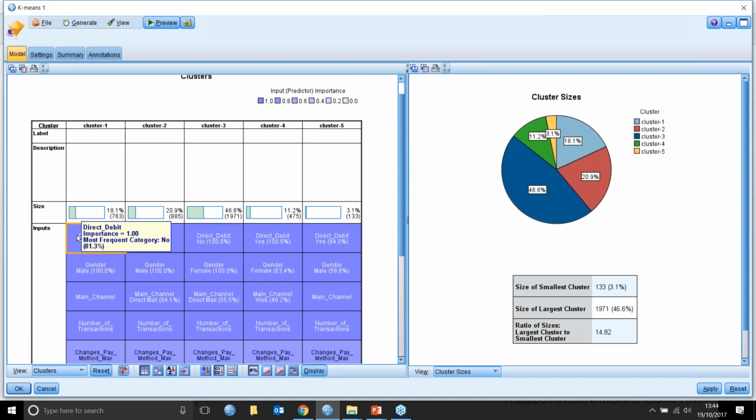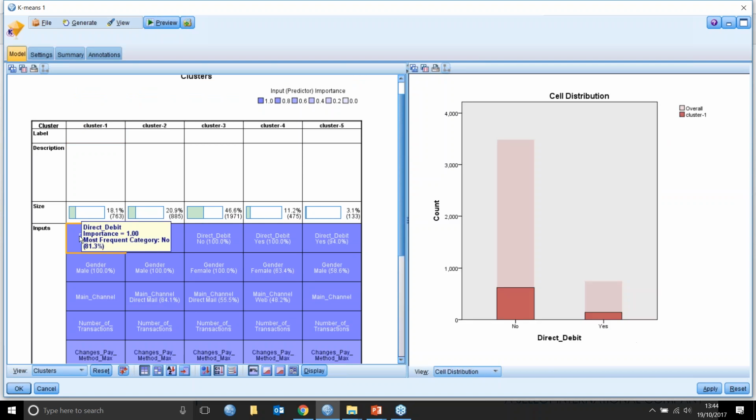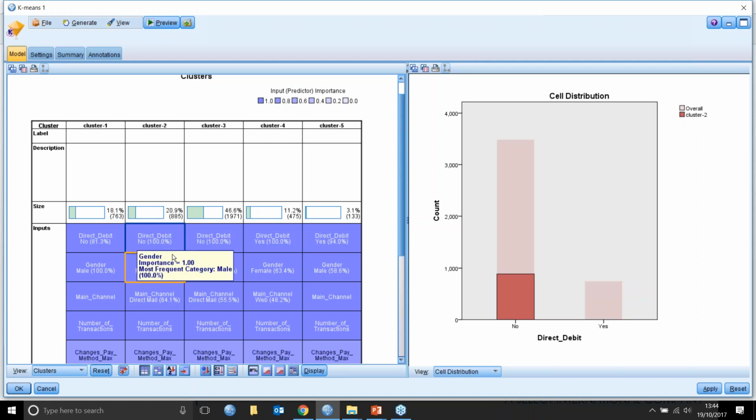But if we look at, for example, cluster group 1 here, if I click on that, it shows me that 81% of them are no's, and in the background it's showing me how this compares to the overall distribution. So cluster group 1, most of them aren't using direct debit, which isn't too different from the average. Cluster group 2, 100% of them are not using direct debit. So nobody in cluster group 2 is using direct debit. Cluster group 3, also 100% not using direct debit.